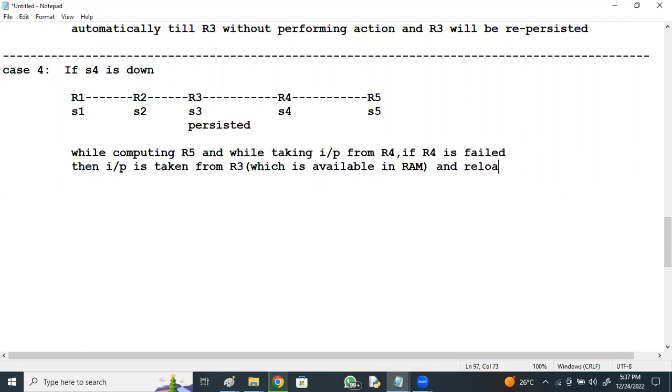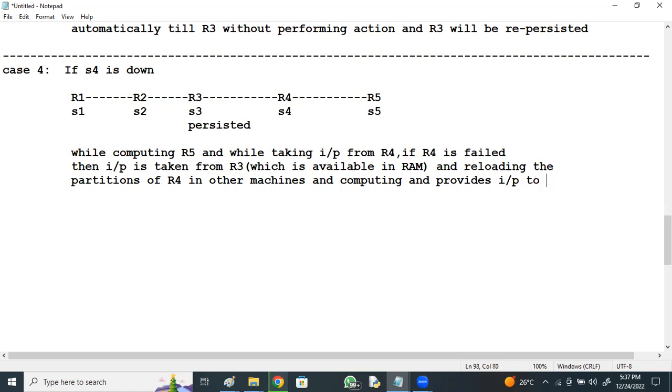The input is taken from R3, which is available in RAM, and reloading the partitions of R4 in other machines in computing, right? And it provides input to R5.